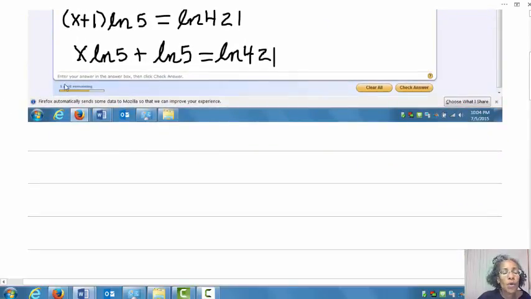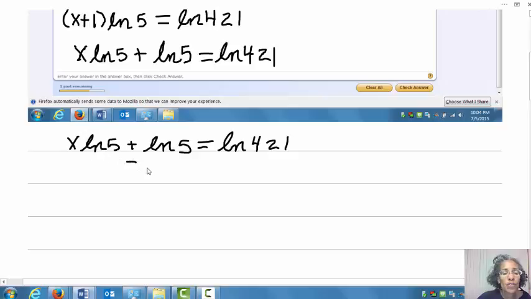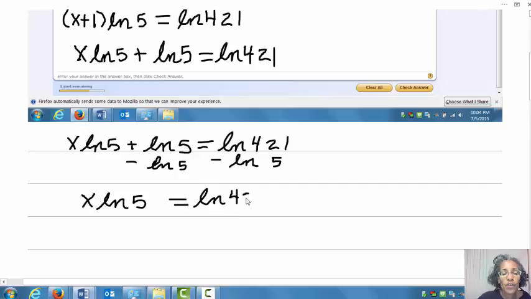And I want to isolate x. So to do that, the first thing I'm going to do at this point is to subtract the natural log of 5 from both the left and right side of the equation. So on the left, I'm simply left with x log 5, and on the right, I have the natural log of 421 minus the natural log of 5.